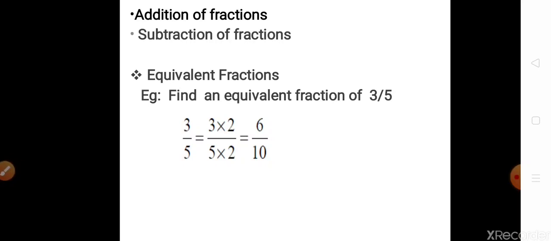Now, this was just the introductory part of your fractions, and based on what we have discussed now, you will be doing an exercise. That is the first exercise of this chapter, and it's not very tough. It's very easy. It's totally based on what you have learned in your earlier class and also what we did today as a revision.